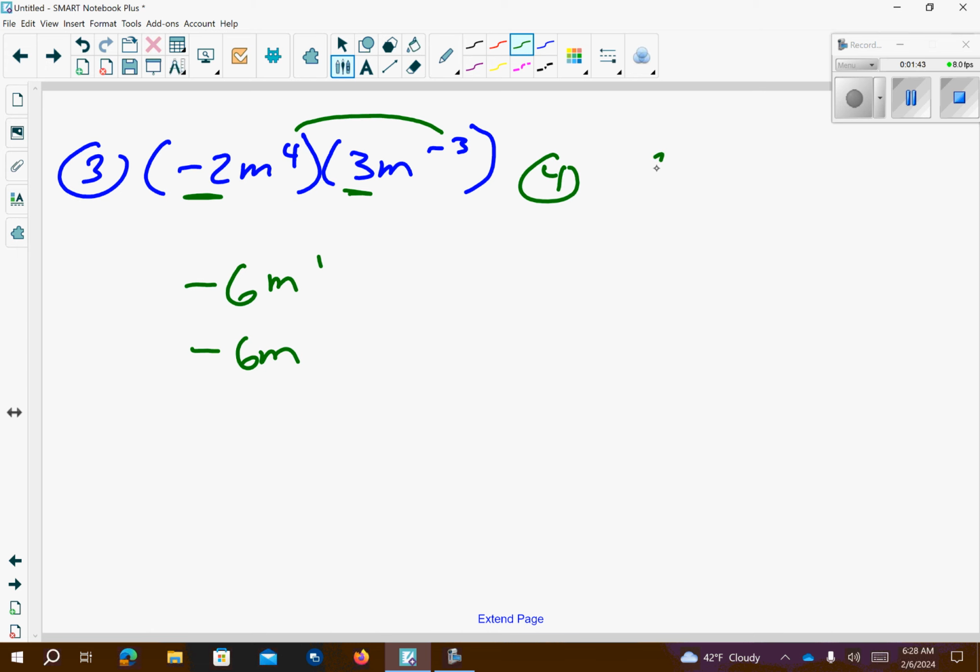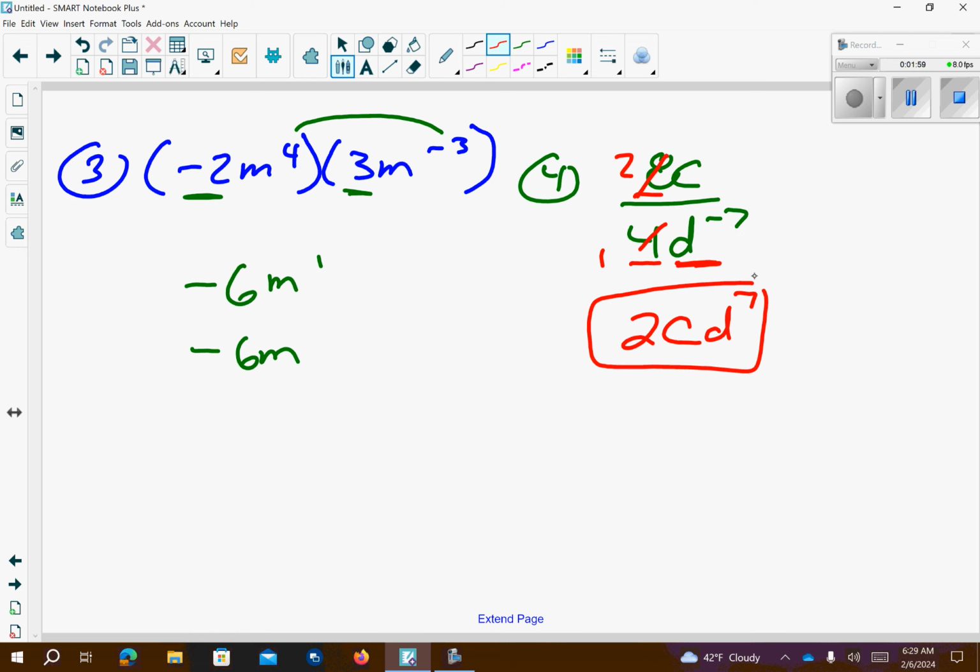Number 4, we have 8c over 4d to the negative 7. Let's reduce the 4 and the 8. 4 goes in itself once, 4 goes into 8 twice. C stays on top. This wants to move up as well, and we no longer have it as a fraction.